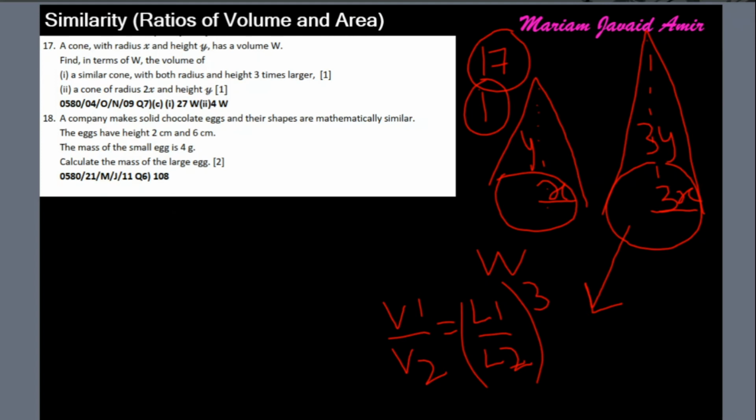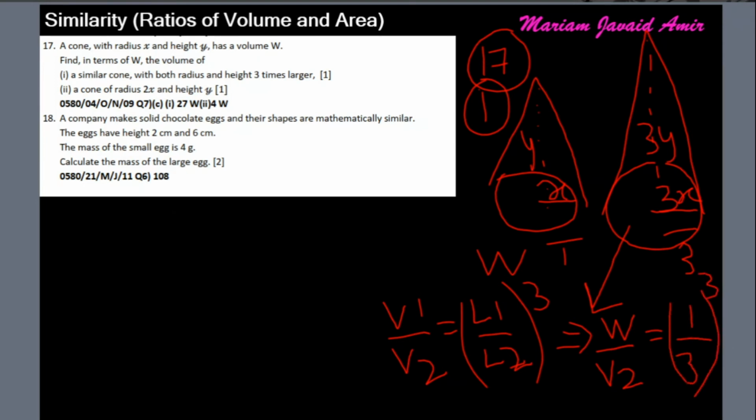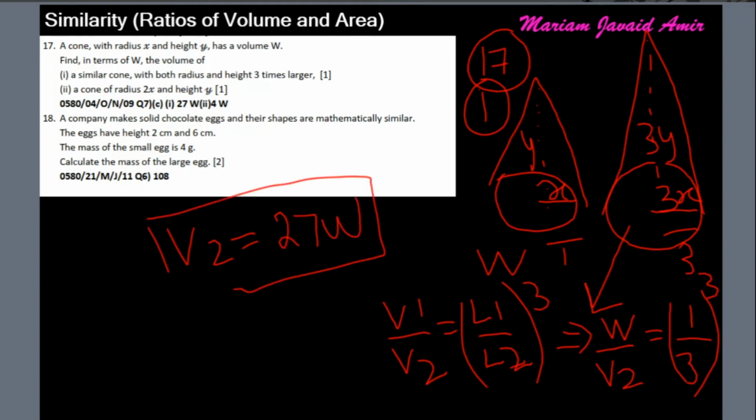Okay, so we're given that the volume of the first cone is w. We need the volume of the second cone, and the bigger cone is 3 times bigger. So if this length is 1, then this length will be 3 times of that. So let's call this 1 over 3 whole cube. You could have also written x over 3x and then cancelled out x. Okay, so we need to make v2 the subject. So v2 equals 3 cube times w, which is 27w, which is the answer for part 1.